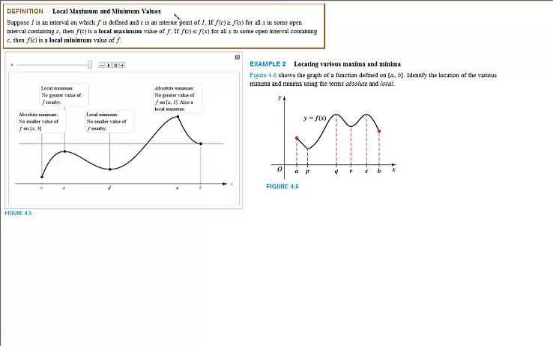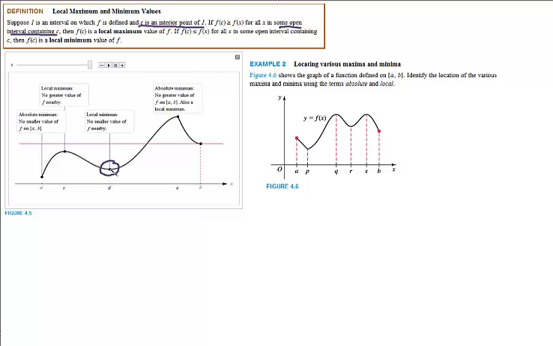Next up, we're going to define local maximum and minimum. So let's look at the definition. We have an interval I, f is defined, and c is some interior point of I. That means it can't be an endpoint. If f of c, those y values at c, are greater than all the other y values in some open interval, meaning some neighborhood containing c, and we've discussed neighborhoods when we were discussing limits. Let's look at this neighborhood.